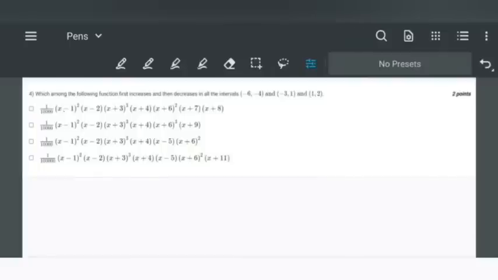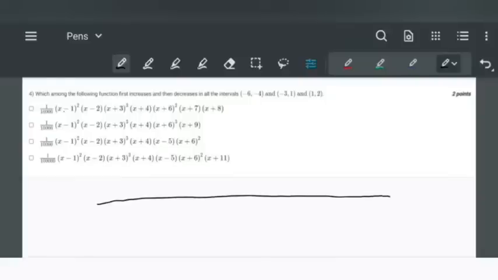Fourth question, which among the following functions first increases then decreases in all the intervals? Okay, in this type of question we only have to plot critical points on the number line and perform the wavy curve method. So let's begin. First we draw a number line and we plot critical points of the options one by one.